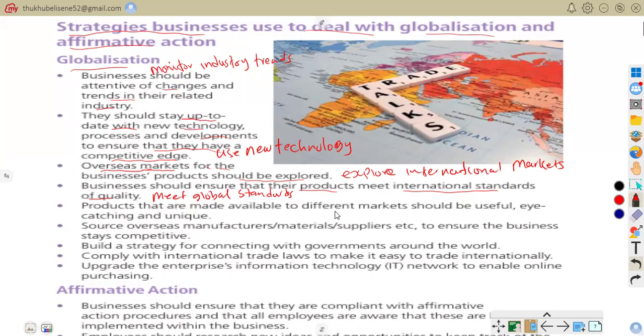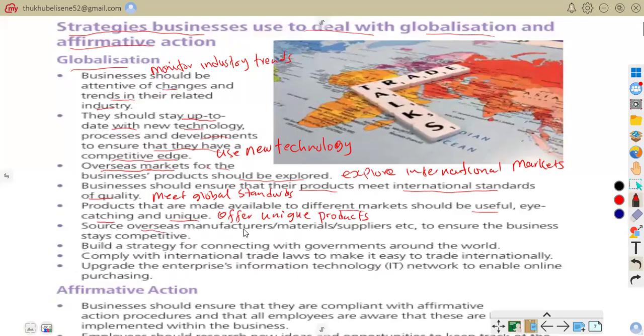Products that are made available to different markets should be useful, eye-catching, as well as unique. So offer unique products. Stand out from competitors. Try by all means, for example, to design unique packaging that differentiates you from your competitors. That will give you a competitive advantage.